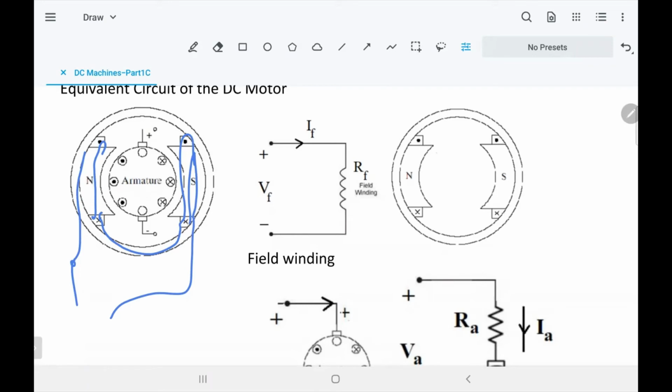And usually we connect the field winding with some rheostat. A rheostat is like a variable resistor. Why do we do that? So we can adjust the field. How do we adjust the field by that? Because as you know, the field current will go in this winding. The flux produced by this field winding depends on the magnitude of the current, IF.